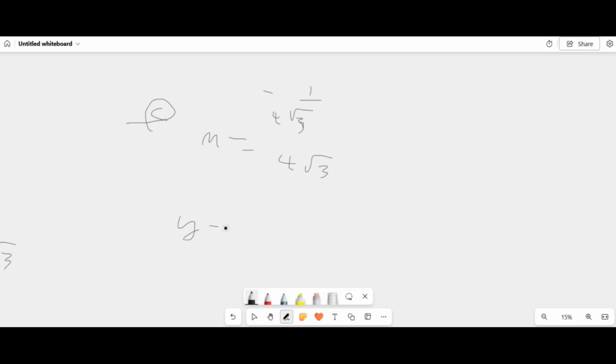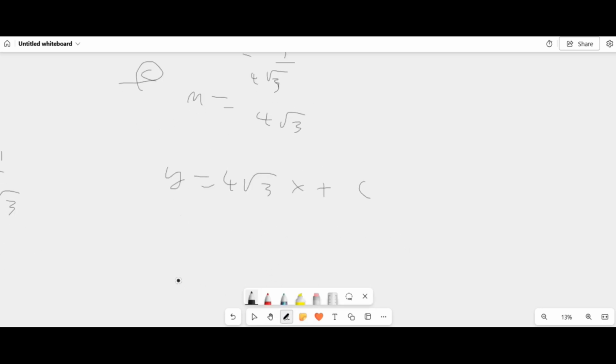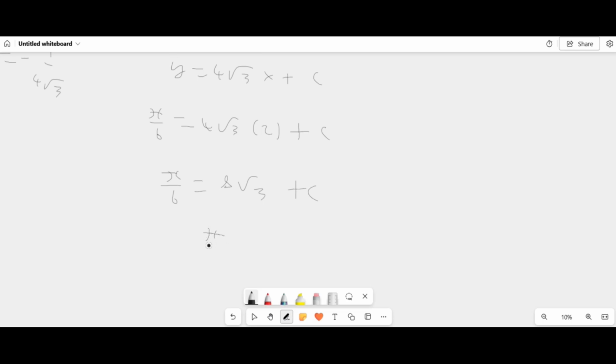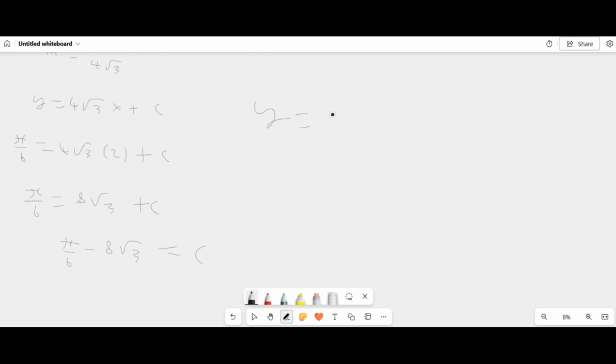So y is equal to 4 root 3x, that's mx plus c. And now y we knew from earlier at Q is pi over 6, and x is equal to 2, so pi over 6 is equal to 4 root 3 times 2, so 8 root 3, plus c. Therefore c is equal to pi over 6 minus 8 root 3. Now put that into y equals mx plus c, so y is equal to 4 root 3 x plus c, where c is pi over 6 minus 8 root 3.